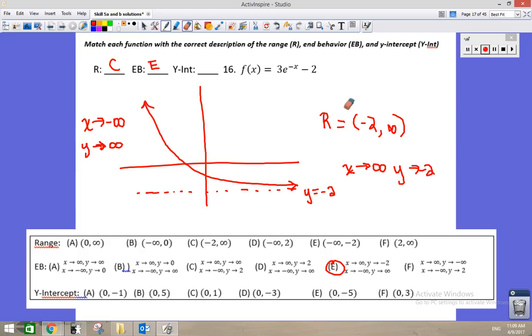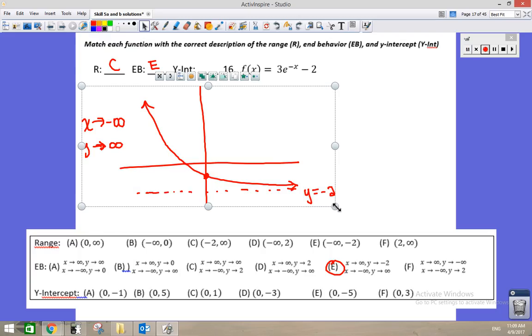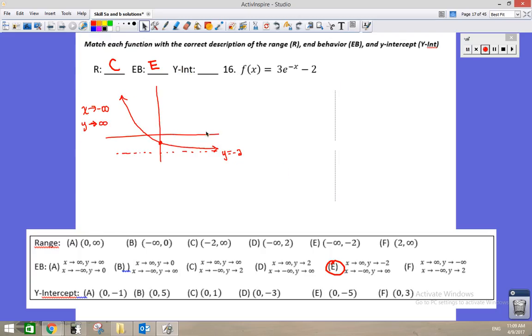Alright. To find a y-intercept of any function, we let x equal 0. If we're trying to find the y-coordinate of this point, we know that if you're on the y-axis, you haven't moved left or right, and so the x-coordinate is 0. So if we input 0 into this function, the opposite of 0 is just 0, and e raised to the 0 power by definition is 1, and 3 times 1 is 3, and 3 minus 2 is 1.